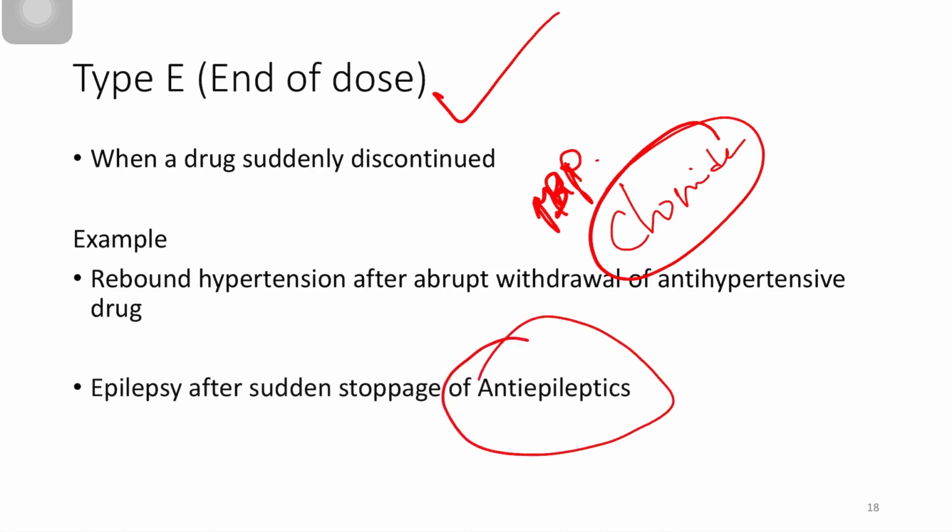One more example is anti-epileptics. If a patient is on anti-epileptic medicines for convulsions, and he or she suddenly stops the medications, that can lead to a rebound attack of epilepsy.